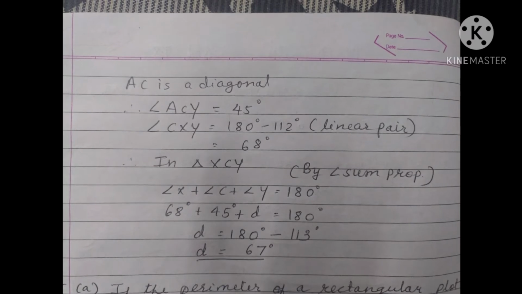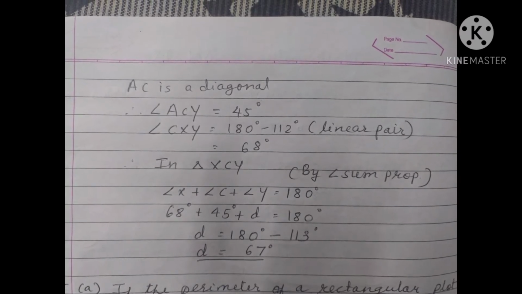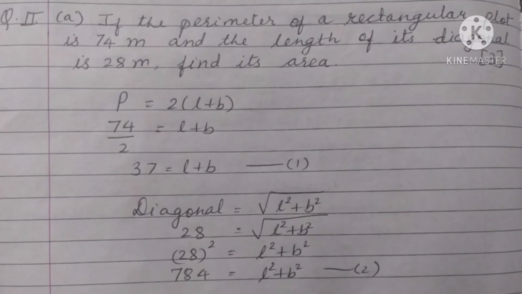So now let us move to question number 2. Question number 2a. If the perimeter of a rectangular plot is 74 meter and the length of its diagonal is 28 meter, find its area. This is a 3 marks question. First of all we are given the perimeter and the shape is a rectangle. So P is equal to 2 times L plus B, and placing the value of perimeter, 74 divided by 2, we get L plus B value as 37.